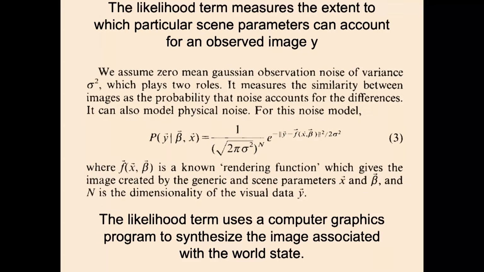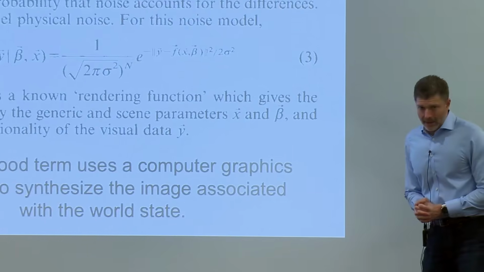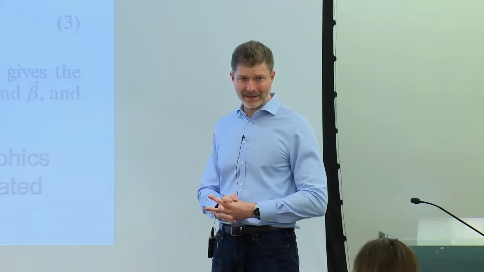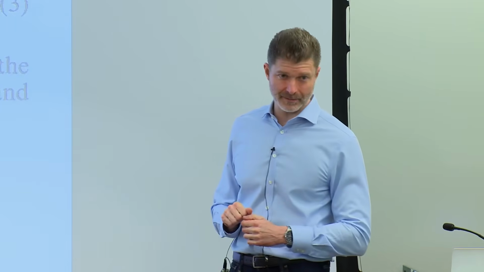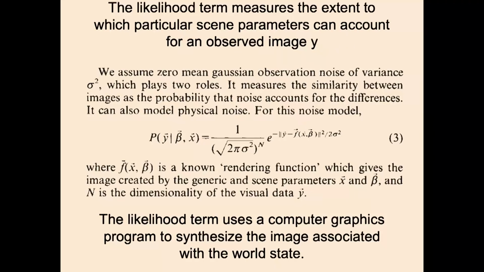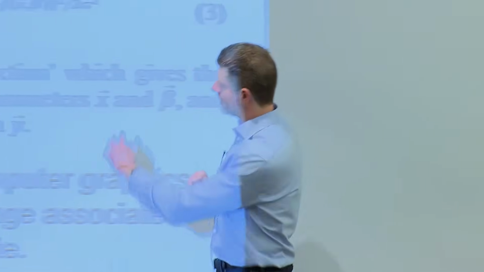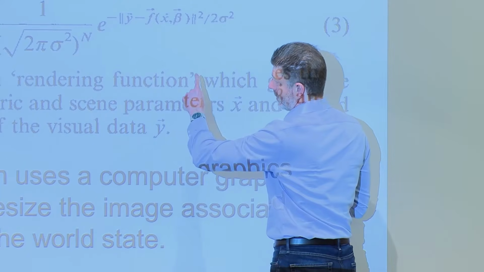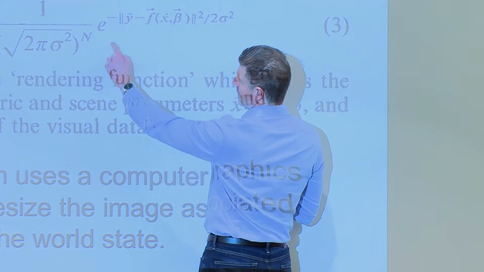All right, so let's review the likelihood. There was a question on the last exam asking about the likelihood, and not everybody got it right. Some people got it partially right. So this is a good thing to review. The key idea of the likelihood is that it measures the extent to which particular scene parameters can account for an observed image y. Typically likelihood functions will assume a Gaussian probability, and that's what's written here.